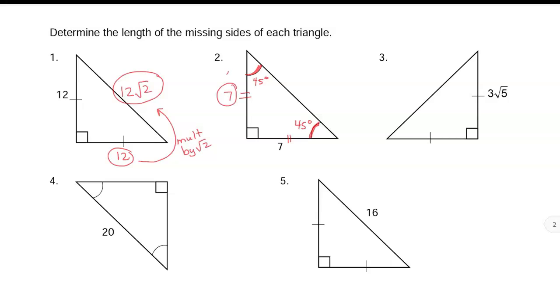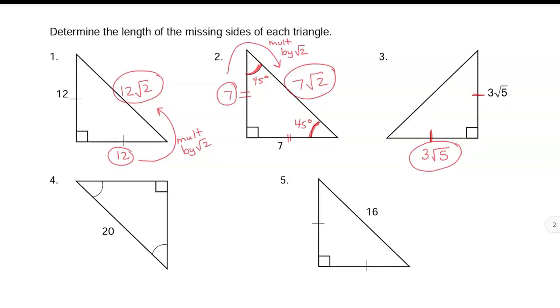What do you do to the leg to get the hypotenuse? You're going to multiply by root 2. So the hypotenuse of this triangle is 7 root 2. Number 3, they tell us the legs are congruent. One of them is 3 root 5. That means the other one is 3 root 5.